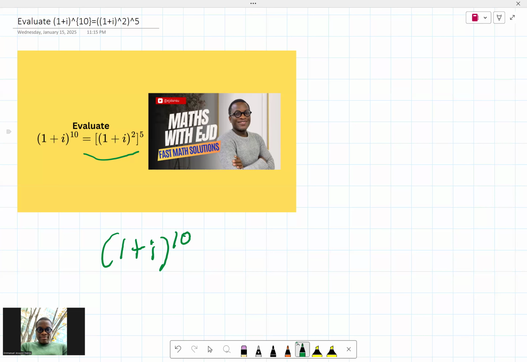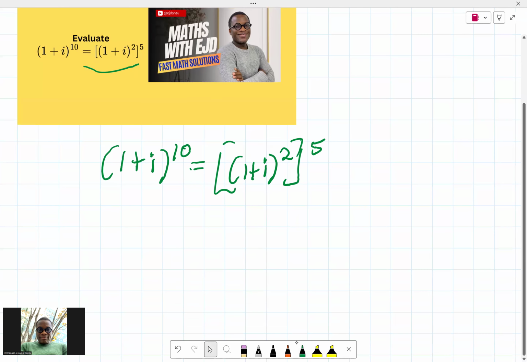So you have 1 plus i raised to power 10, and that's simply the same thing as 1 plus i, all squared, since 10 is 2 times 5, and everything is now raised to power 5. Now, to take care of this, I remember under mental math tricks, I actually explained how to do this.